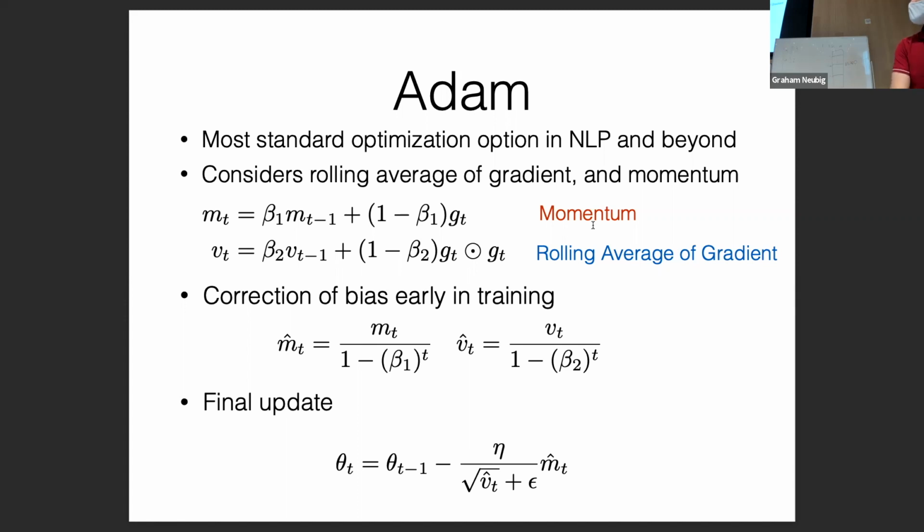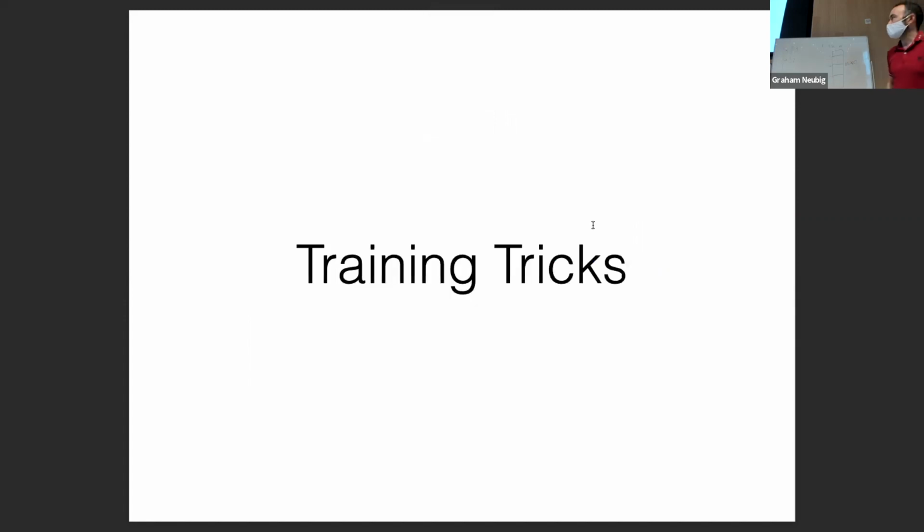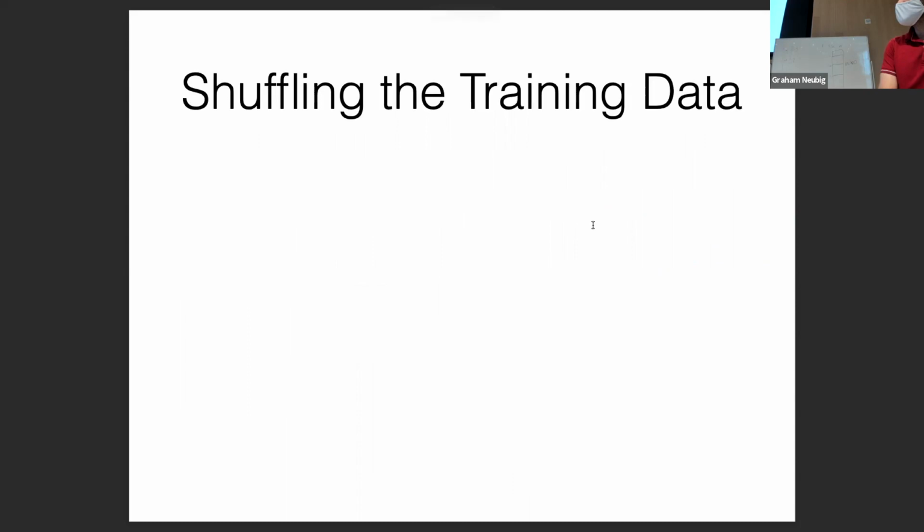Okay. So finally, I'd like to get into some training tricks. These are some things that are very useful to know. One thing that you definitely need to know about and should have implemented in this assignment is shuffling the training data.